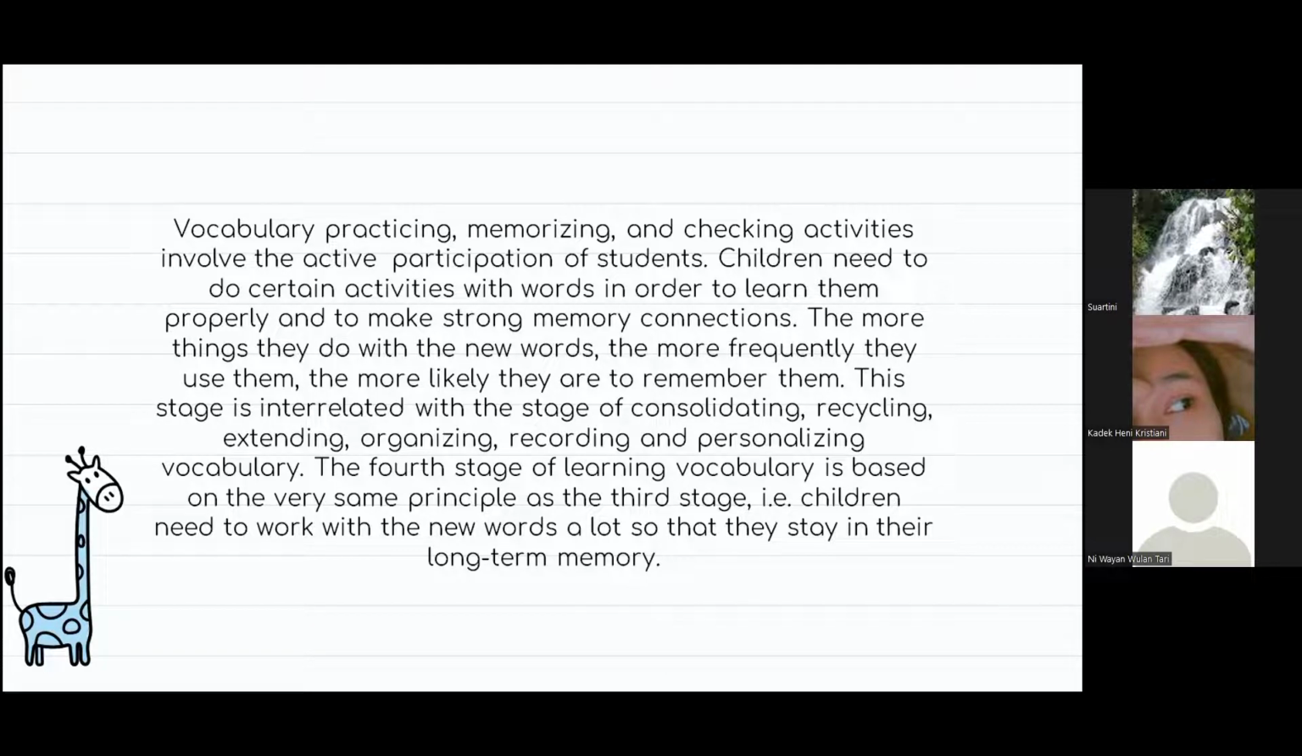This stage is interrelated with the stage of consolidating, recycling, extending, organizing, recording, and personalizing vocabulary. The fourth stage of learning vocabulary is based on the very same principle as the third stage. For example, children need to work with the new word a lot so that they stay in their long-term memory.